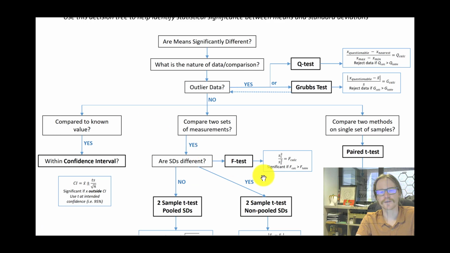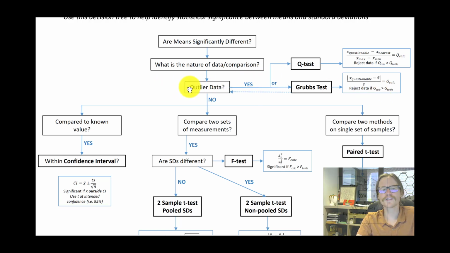Similarly, the Grubbs test, or sometimes called the G test, is really similar. Again, it's the questionable data point minus the average, in this case x bar, divided by the standard deviation, which gives you a calculated G value. And again, the criterion for rejection is if the calculated value is greater than the table value, then we reject it.